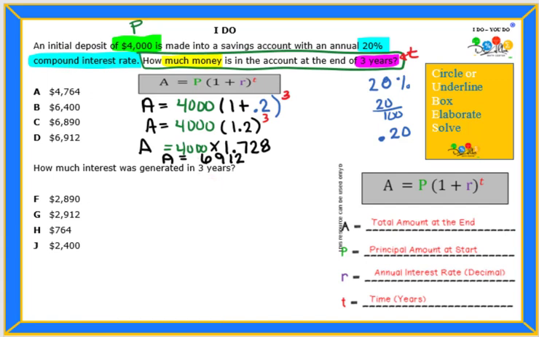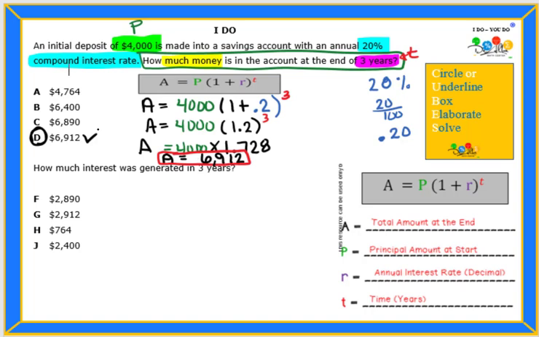Okay, so now we can look back at our question again. How much money is in the account at the end of 3 years? So at the end, A is the total amount at the end. So at the end of 3 years, the account has $6,912. That's what we figured out. So let's find our matching answer, which would be D, $6,912. Good.